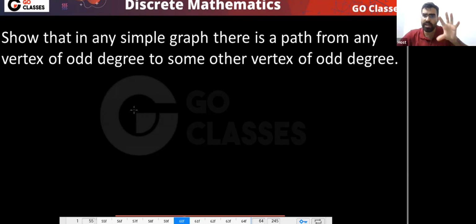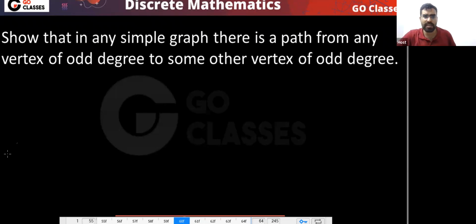Remember, every subgraph is also a graph. Every component is also a graph. So in every component, what should happen? You should have an even number of odd degree vertices. You cannot have an odd number of odd degree vertices.